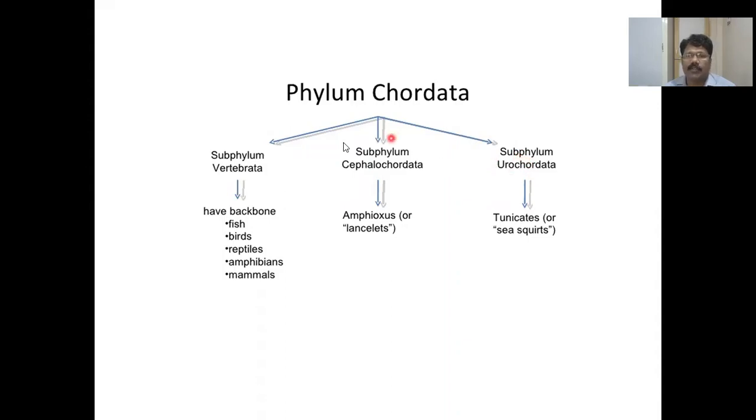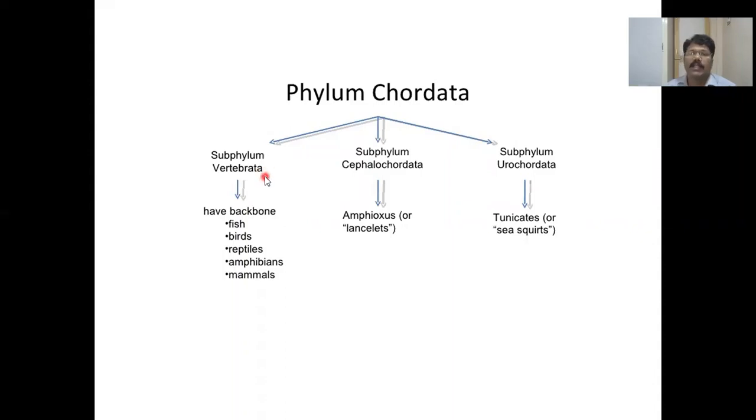And the second one is the cephalochordata. That means the notochord extends into the cephalon. Cephalon means head region, and it includes a very important genus known as the Amphioxus. We will see later what is Amphioxus, and these are also known as lancelets. Lancelets. And the third subphylum is the vertebrata, also known as the craniata.